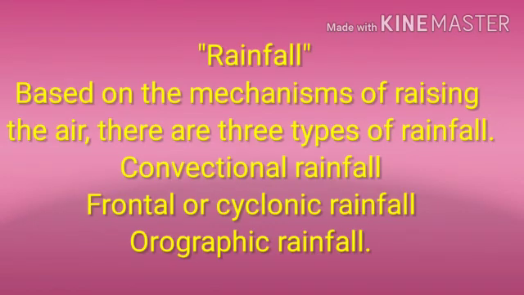Rainfall. Rainfall is the most predominant type of precipitation. Moisture-laden air masses rise upward, form clouds and bring rainfall. Based on the mechanism of raising the air, there are three types of rainfall: convectional rainfall, also called 4 o'clock rainfall; frontal or cyclonic rainfall; and orographic rainfall or relief rainfall.